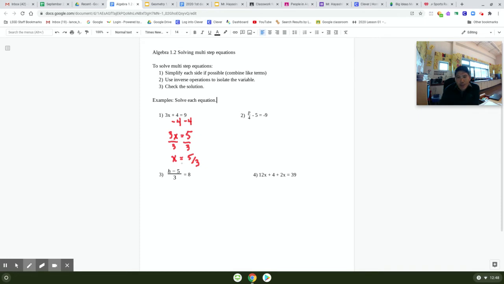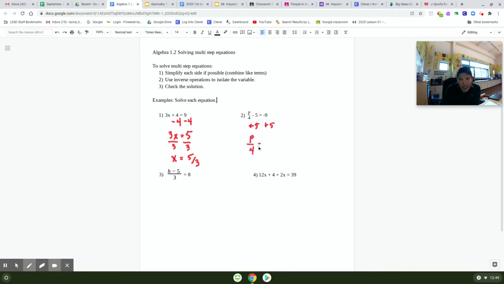All right, example 2. If I read the equation out loud, p over 4, that's p divided by 4, minus 5 is equal to negative 9. The last thing that's actually being done to the variable is you're subtracting 5. So that's the first inverse operation that I want to use. The inverse operation of subtracting 5 is adding 5. So I add 5 to each side. On the left side, this negative 5 cancels out with the positive 5. We're left with p over 4, or p divided by 4.